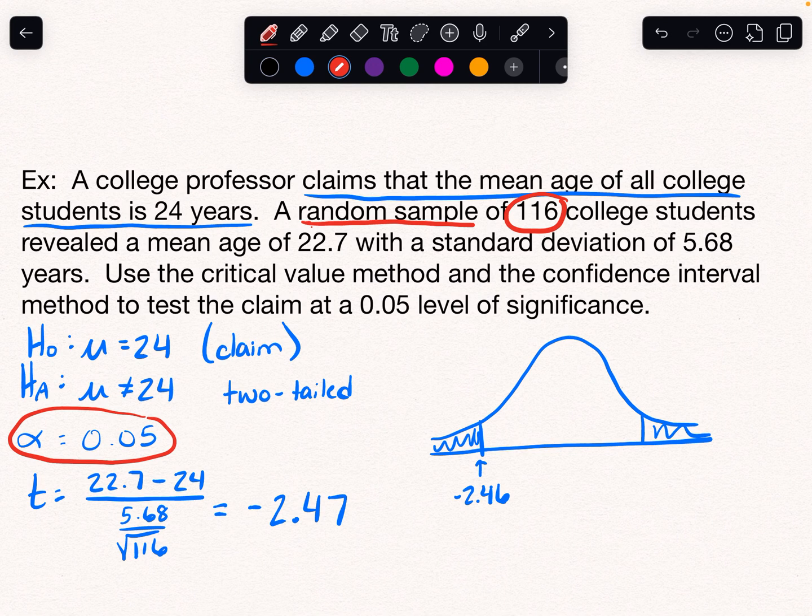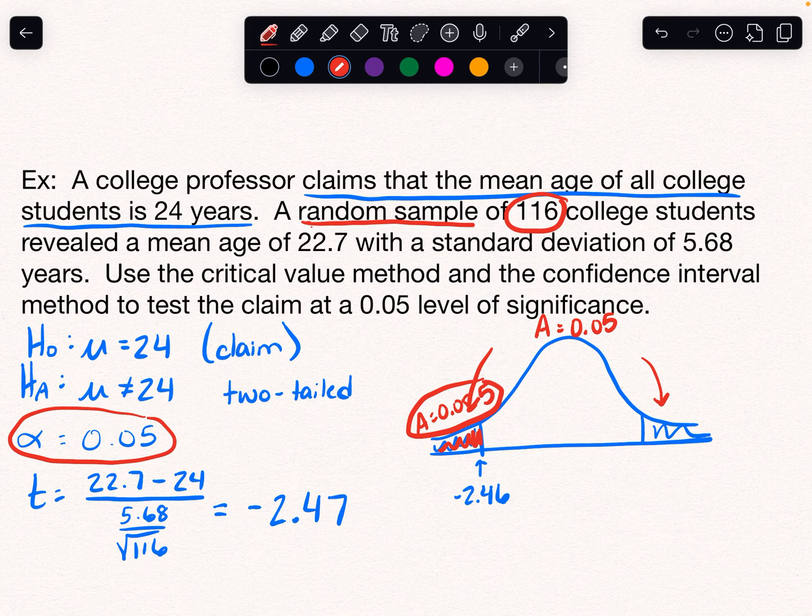So that means both of these areas together are equal to 0.05. So that means this part, the area, is 0.025. If this was a left-tailed or right-tailed test, this area would be the significance level 0.05. But because it got split in half, I have to split my significance level.